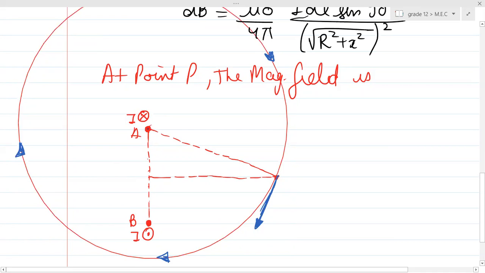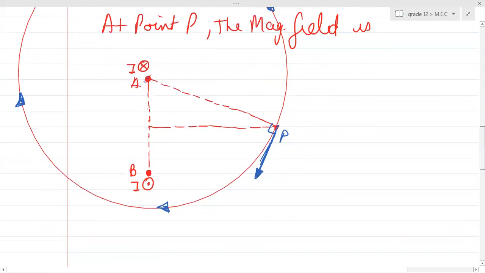So due to point A, can you see the center of this circle is at point A? The radius of the circle is under root of r square plus x square, and when I drew that magnetic field at this particular point, can you see that the tangent will look like this? Similar, similar.